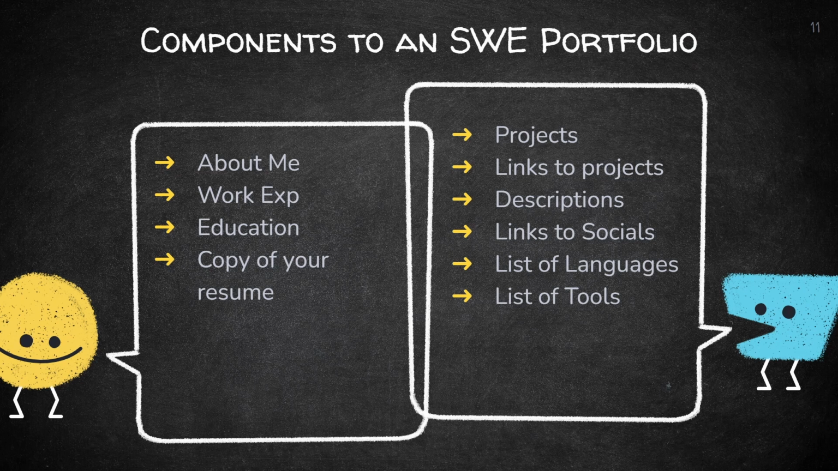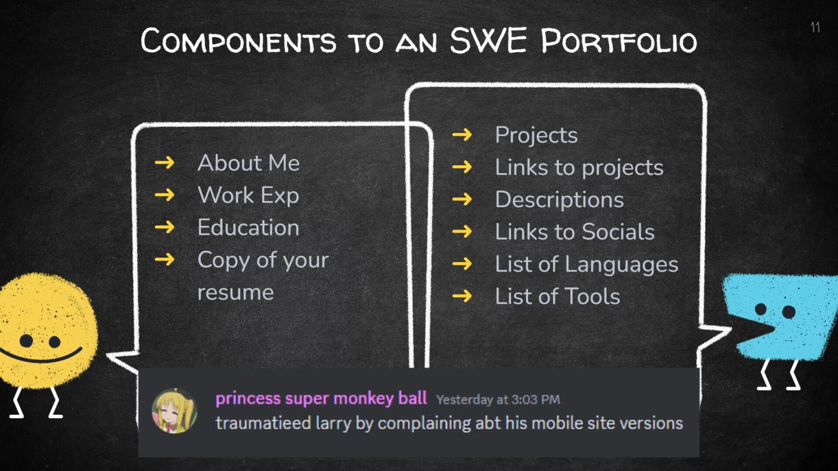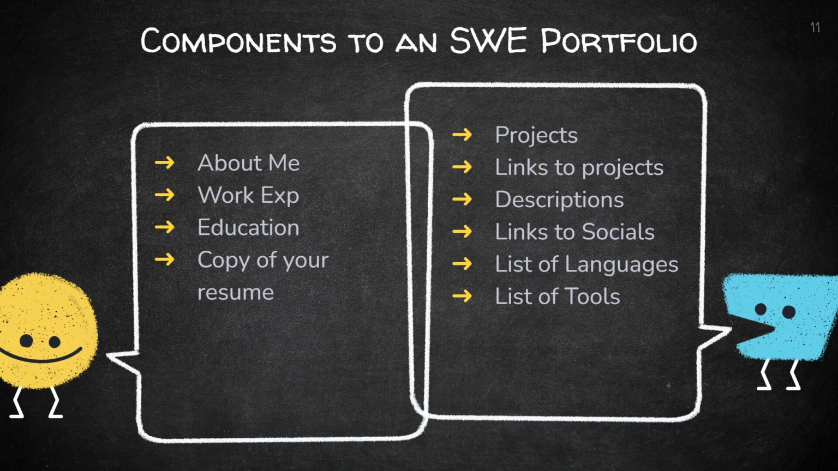software engineering. You want your projects, and in your projects, you want to include a link to your project, whether that's to the actual place where you deployed your project, or to a GitHub repo. You also want a brief description or a more in-depth description, depending on what you're going for, about your projects. You want links to any socials, maybe your LinkedIn, your GitHub repository, your Instagram, if you do a lot of stuff there. A list of languages that you use and a list of tools.